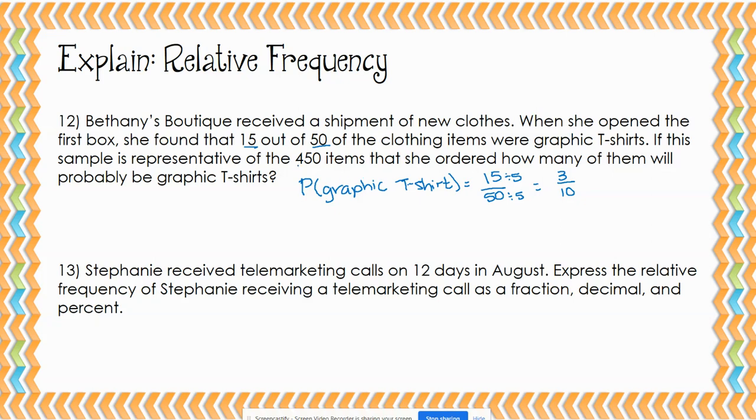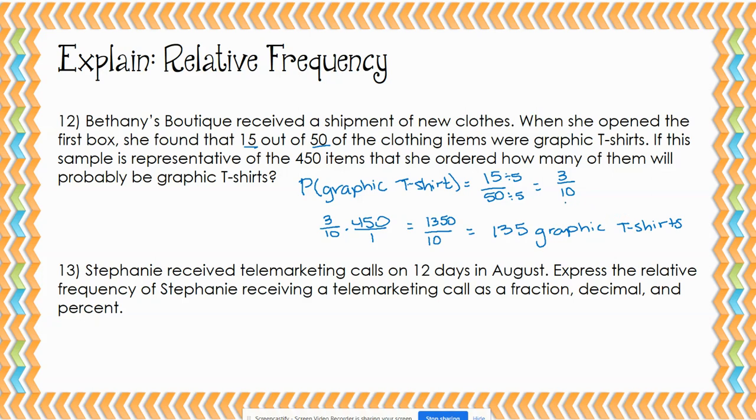Now I know that she has 450 items, so I'm going to take 3/10 and multiply by 450. Well, I'm going to put 450 over 1, and then I'm going to multiply. So 3 times 450 is 1,350, and 10 times 1 is 10. Well, if I divide 1,350 by 10, I'm going to get 135. So in this shipment, I would expect 135 graphic t-shirts.